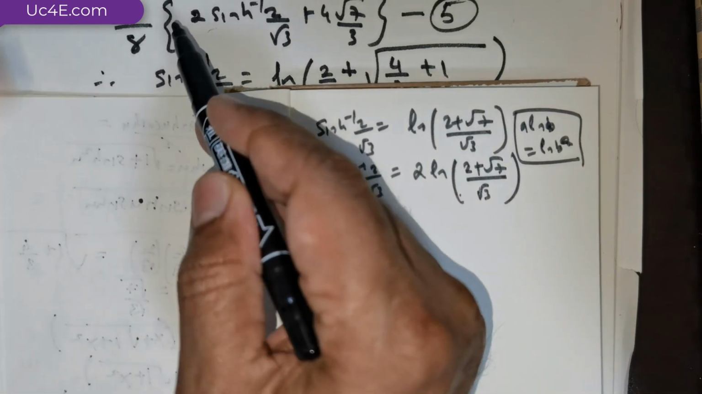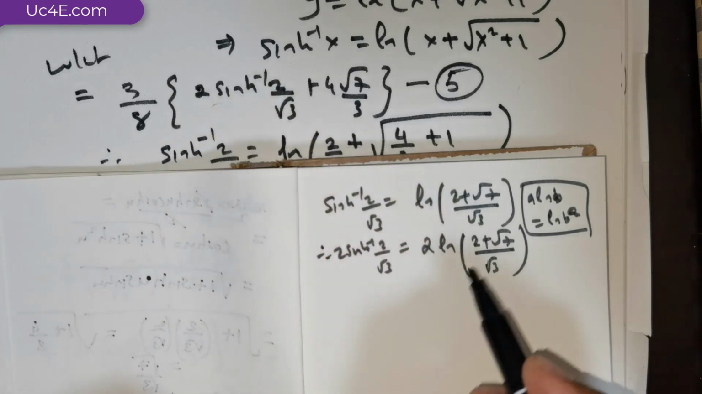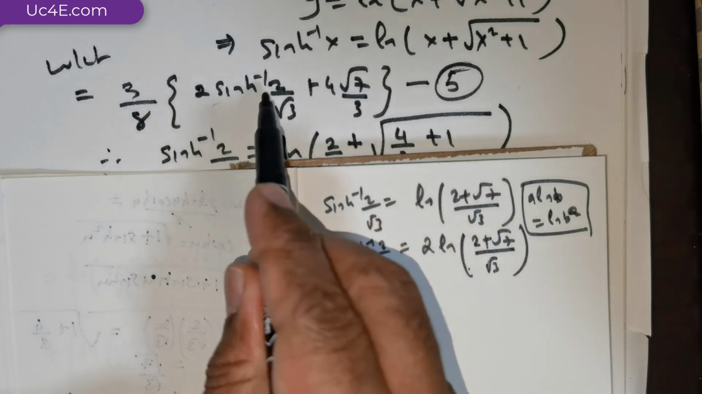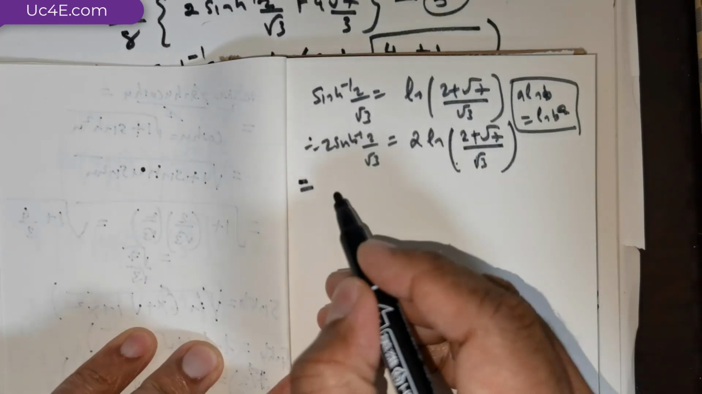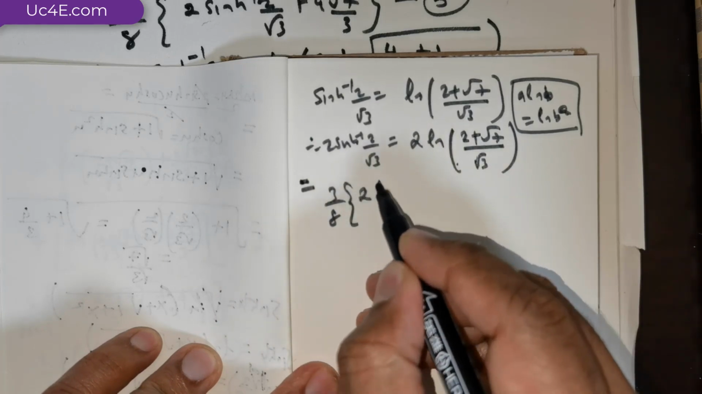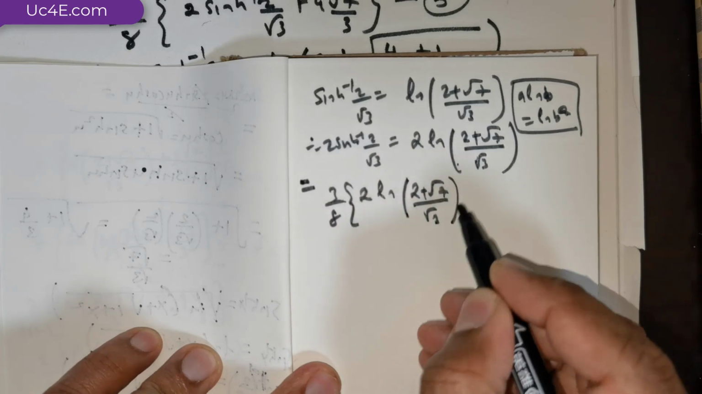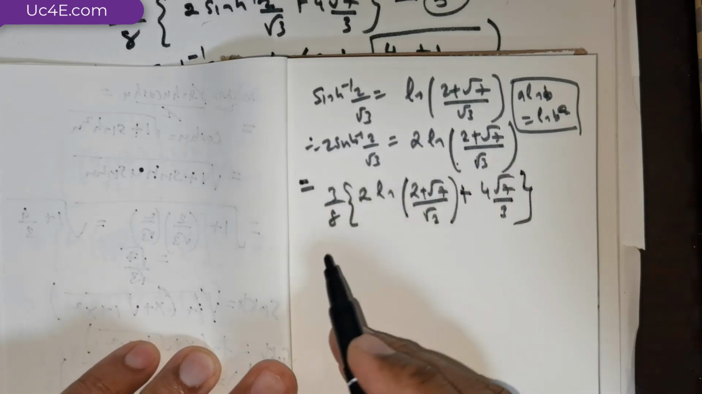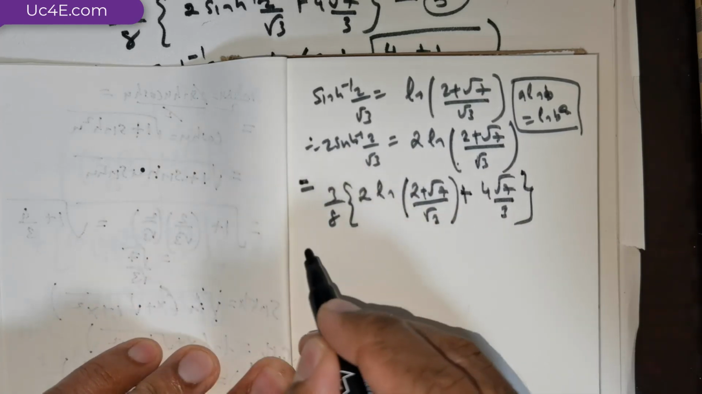So we have got this one, right? 3 over 8 parenthesis 2 times sinh inverse of 2 over root 3 plus 4 times root of 7 over 3. So let me substitute this value in place of 2 times sinh inverse of 2 over root 3. So this is equal to 3 over 8, 2 times ln of 2 plus root of 7 divided by root 3 plus 4 times root 7 divided by 3. But as I mentioned to you, this whole thing has to be pre-multiplied with 1 over root 2. I have already mentioned to you that.